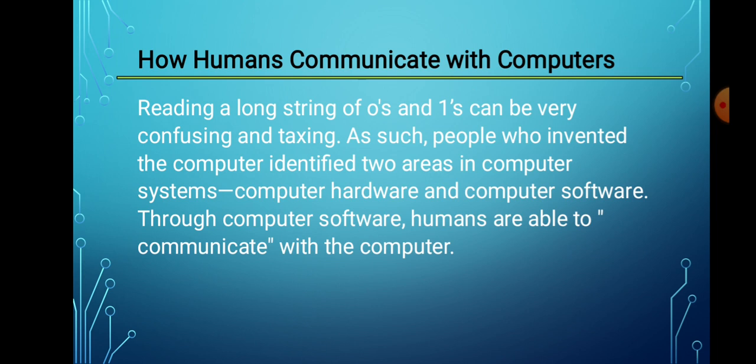How humans communicate with computers. Reading a long string of 0s and 1s can be very confusing and taxing. As such, the people who invented the computer identified two areas in a computer system: computer hardware and computer software. Through computer software, humans are able to communicate with the computer.